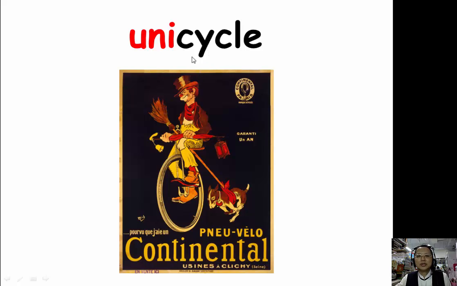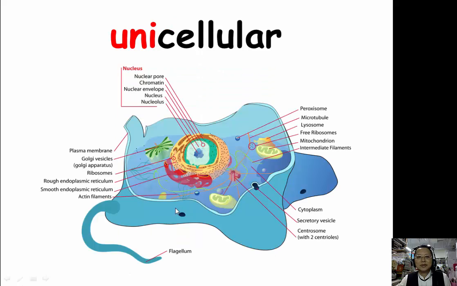Unicycle. Unicycle has only one wheel. It is often seen in circus riding by a clown. Unicellular. Unicellular means one cell. It is an adjective meaning one cell. Like unicellular organism means this organism is consisted of one cell.